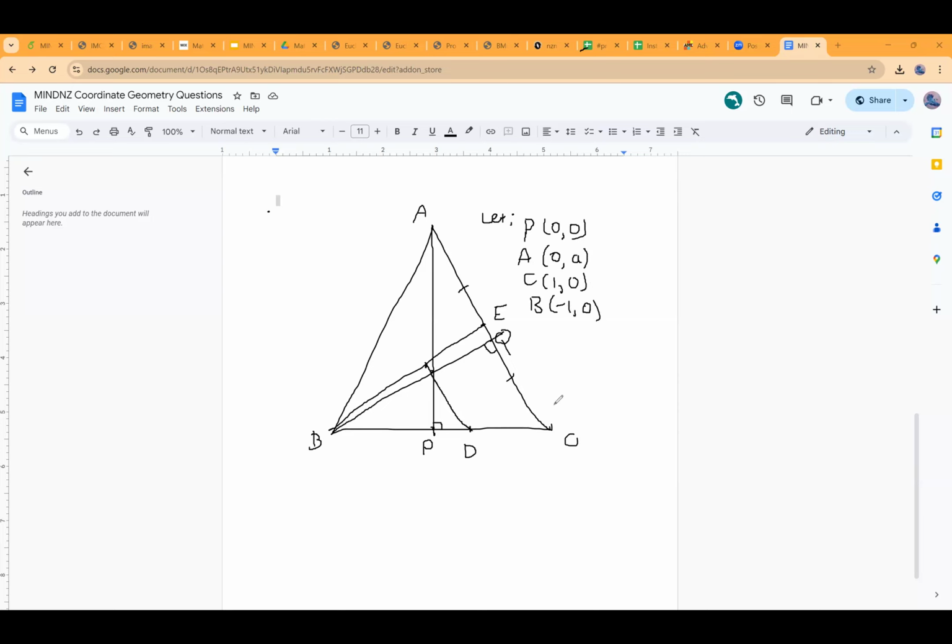And I hope everyone can see why I'm able to do this. If C isn't the point 1, 0, I can just scale the entire problem, apply some scale factor such that C lands on the point 1, 0, and everything still stays the same. Okay, so what is point D now? Using what we've defined, P, A, C, and B to be these points, what is D?